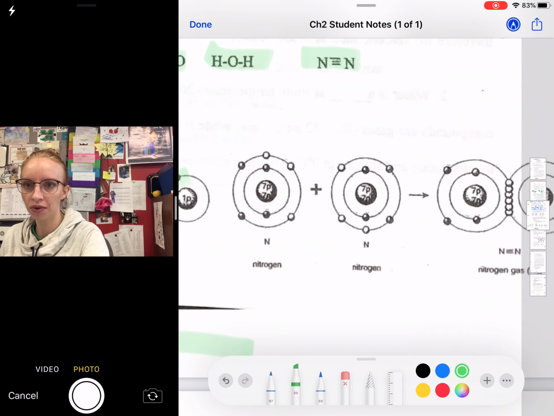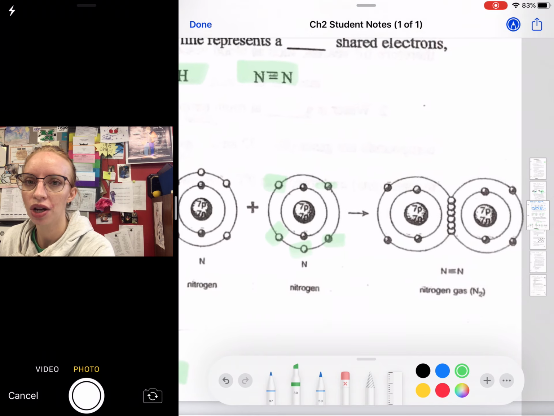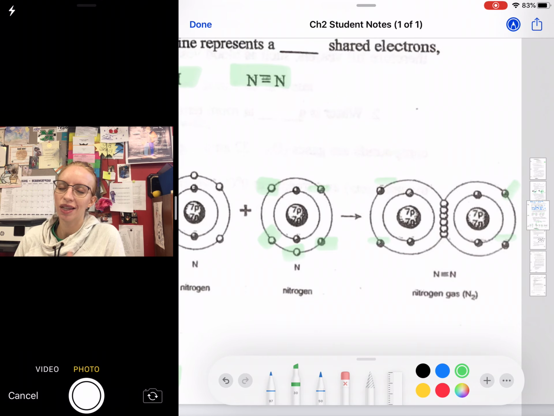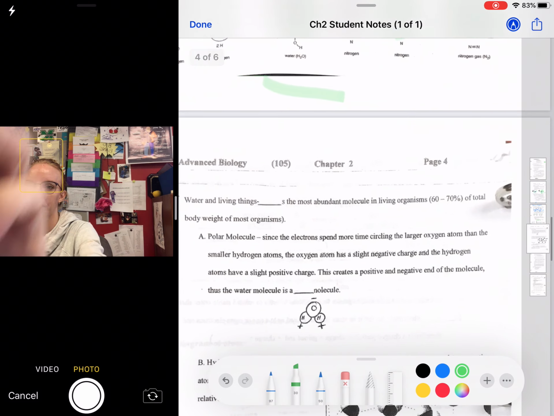Here's another example, nitrogen to nitrogen. Nitrogen only has 1, 2, 3, 4, 5. So in order to get up to 8, it needs 3. So each nitrogen will share 3 of its electrons. Notice there are 2 on this one that's not being shared and 2 on this one. Now, are the same electrons shared all the time? No, they'll kind of rotate in and out and switch around. But just for visualization purposes, they are sharing 6 electrons between them.